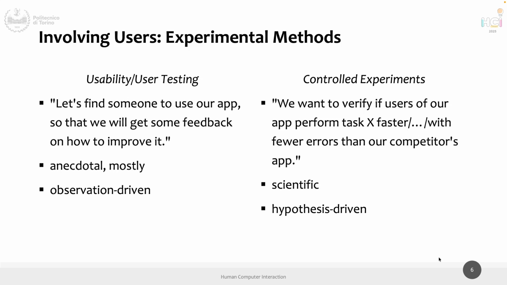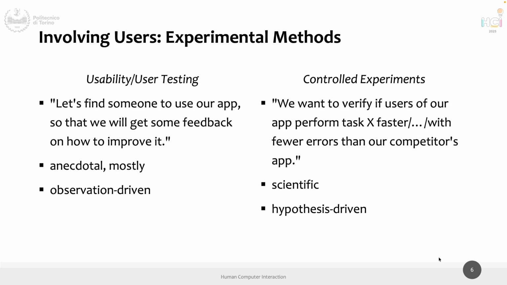So, user studies are experimental methods that involve users. And we have two major categories of them. We have the one that we're going to talk about in this video lecture, that is usability or user testing, called in both ways. And the idea of usability user testing is the one reported in the slide. Let's find someone to use our application so that we will get some feedback on how to improve it.